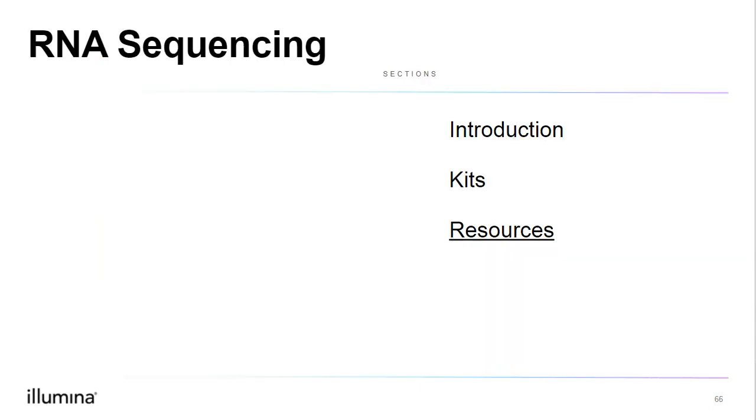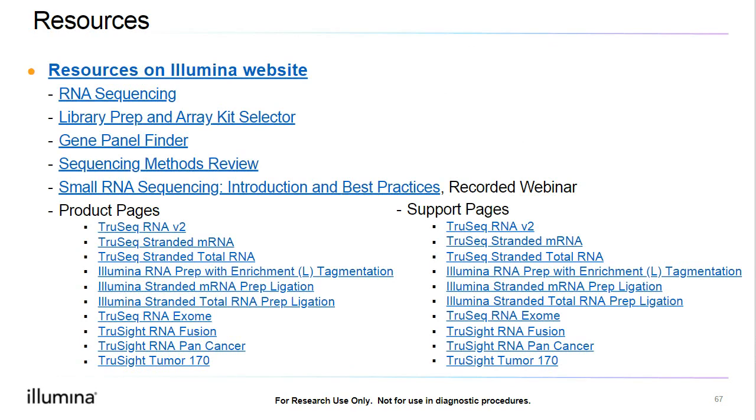Finally, let's talk about some additional resources that are available to you for RNA sequencing. Some resources available on the Illumina website include an RNA sequencing page that talks about all types of RNA sequencing. We also have the Library Prep and Array Kit Selector tool to help select the kit that would be best suited for your needs and input type.